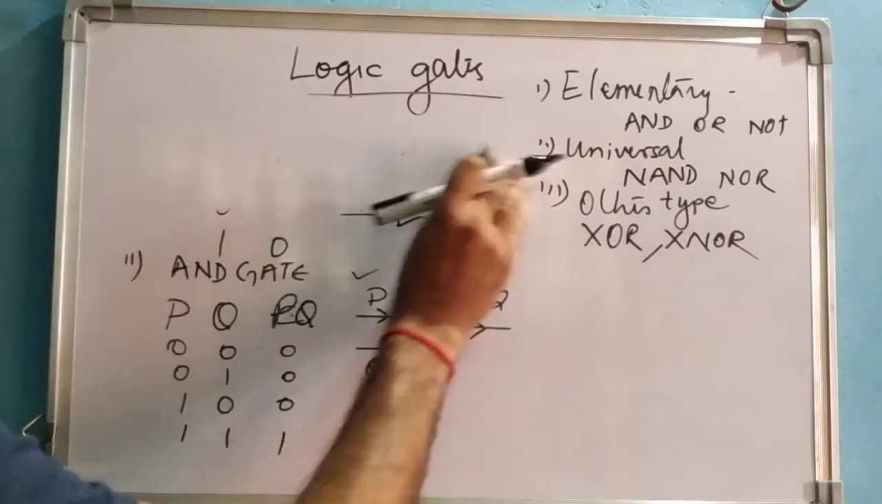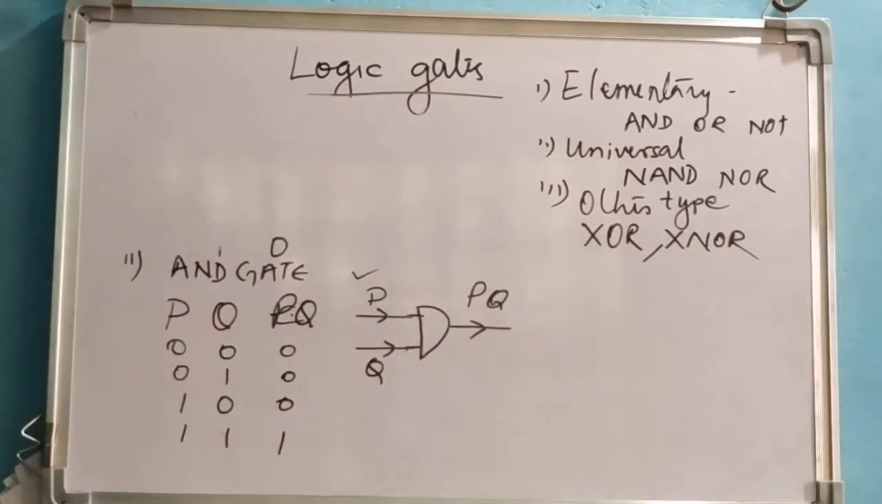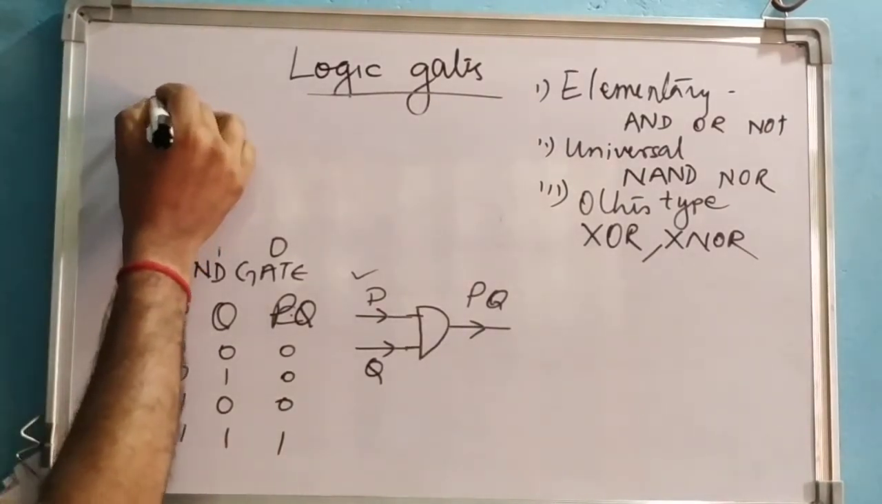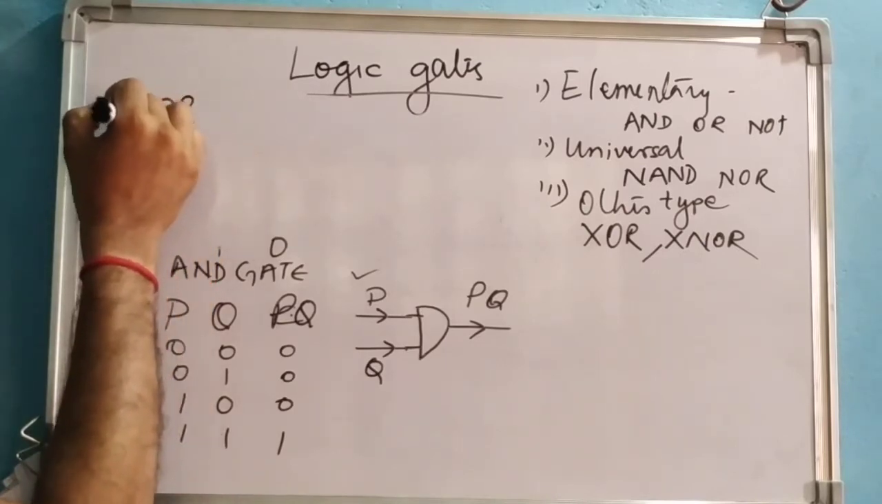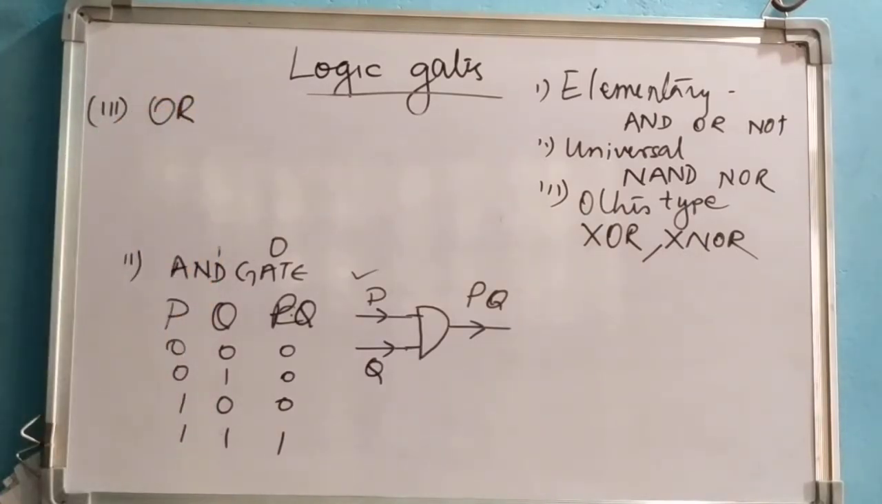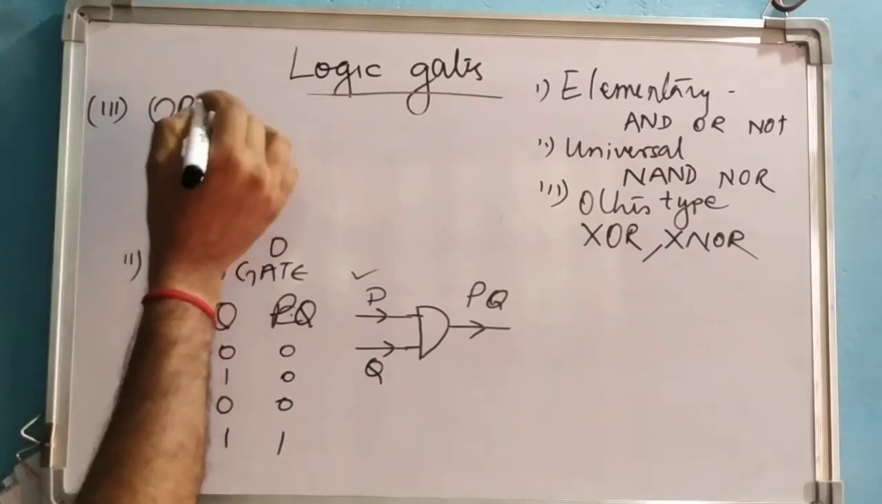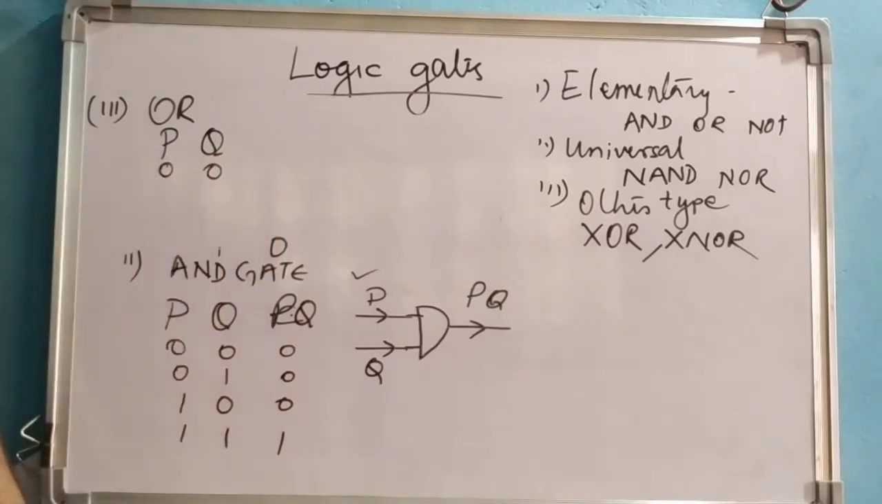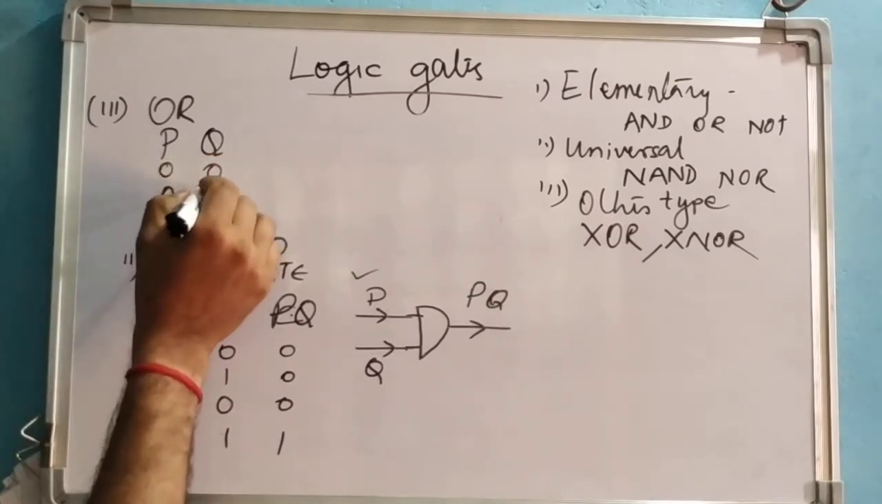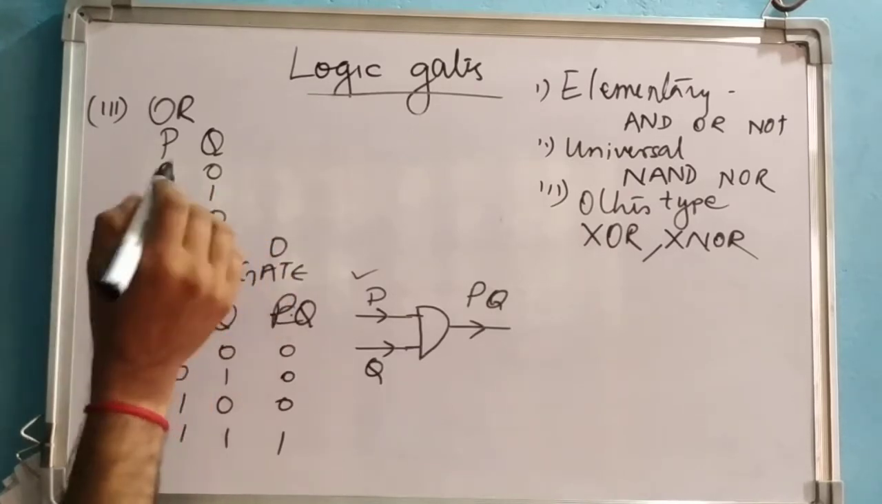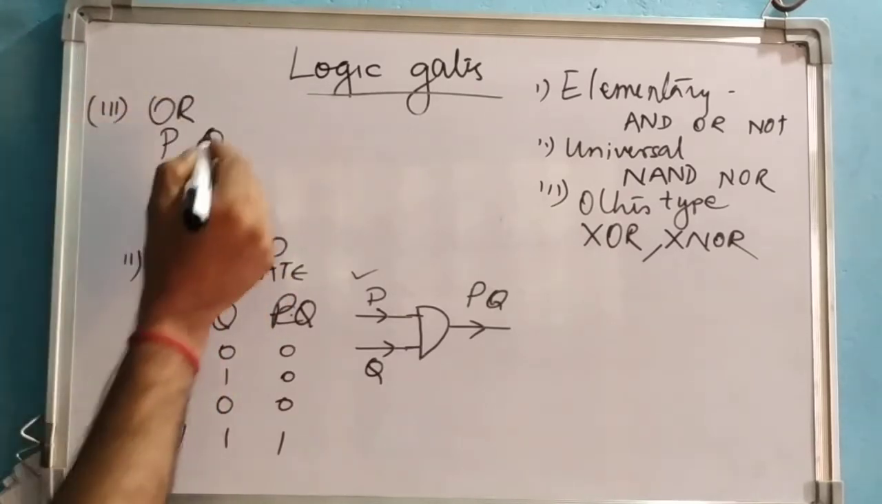Now let us come to the OR gate. The third type of gate is the OR gate. In the OR gate, if either condition becomes true, then the output is true. Suppose there are two variables P and Q. Both are false; one is true and one is false; another is true and another is false; and both are true. So this is the truth table to represent the OR gate.